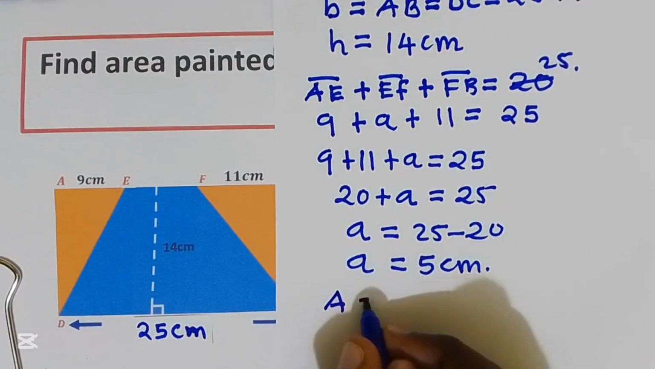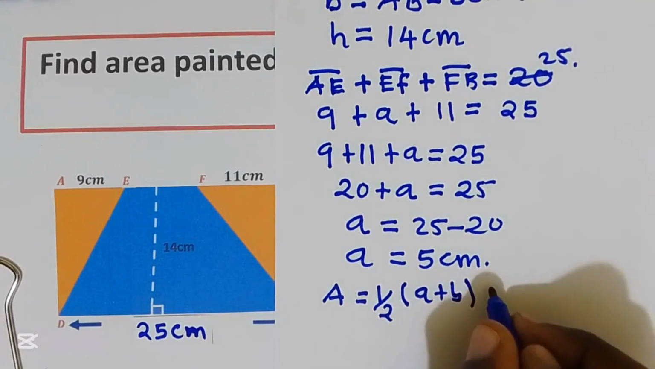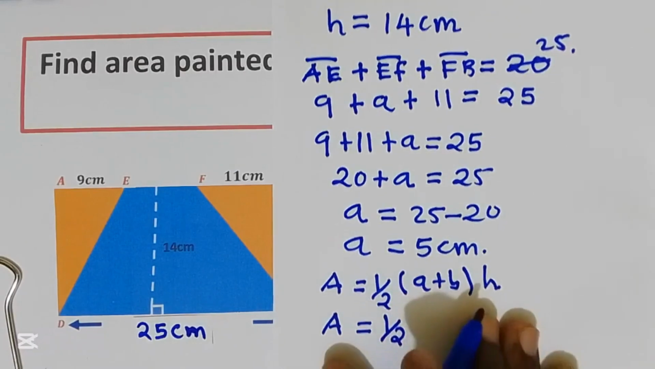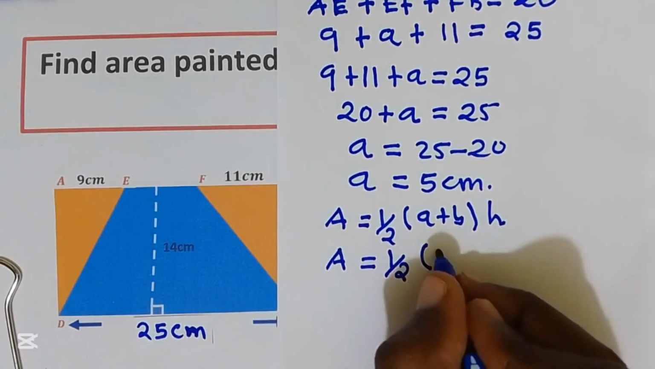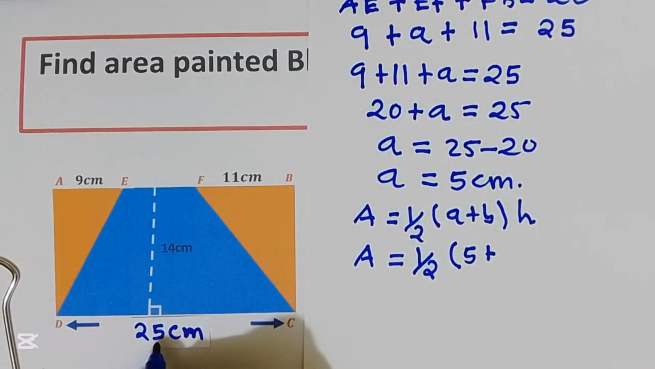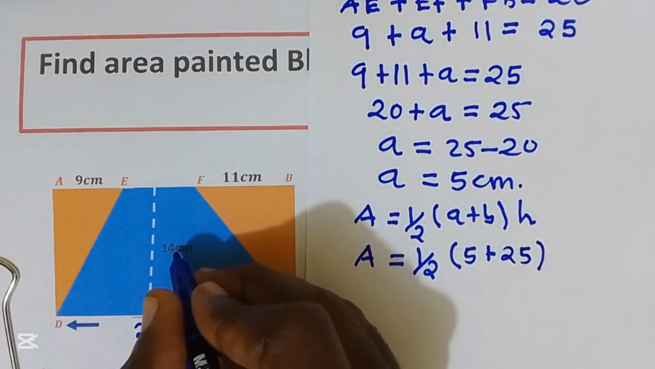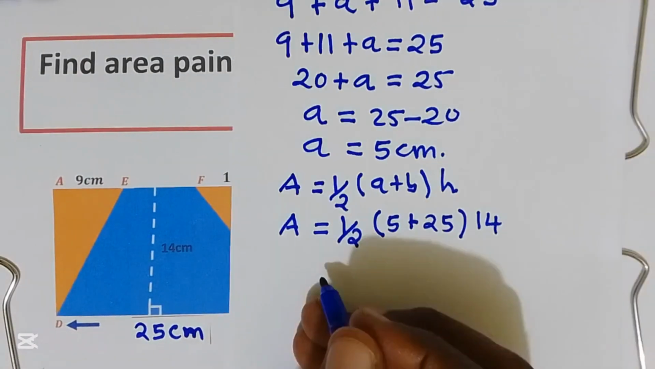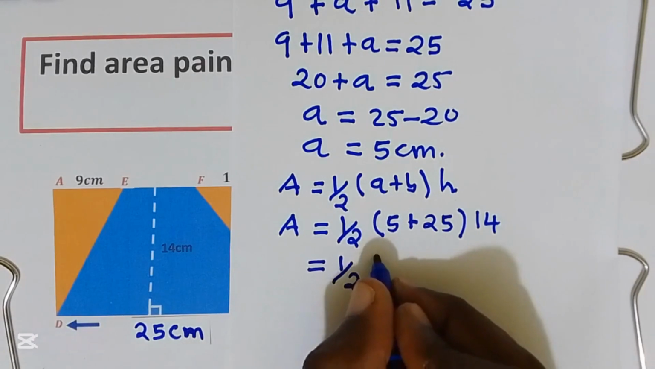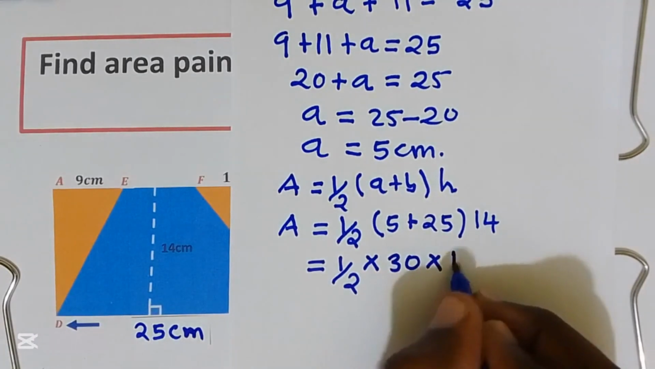But area is equal to a half in the bracket A plus B multiplied by H. So our area is equal to a half. We get A, 5, plus B. B is equal to 25 multiplied by H, which is 14. This is equal to a half multiplied by 5 plus 25, we get 30, multiplied by 14.